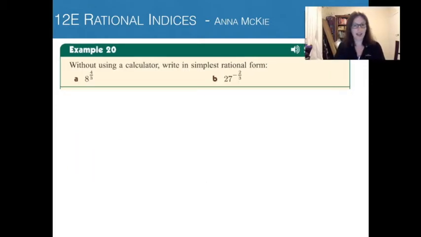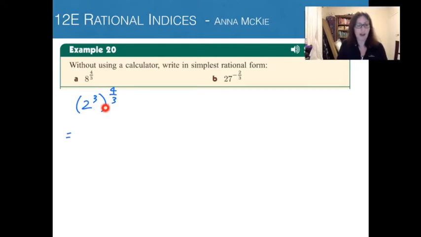And without using our calculator now, write in simplest rational form. So you need to be able to recognize, as I said, some numbers. So the powers of 2, 2 squared, 2 cubed, those sorts of things. And same with here, that'll be something to do with base 3. So my first advice is to write that 8 as 2 cubed, and then we'll worry about the power in a minute. So that's our first step.